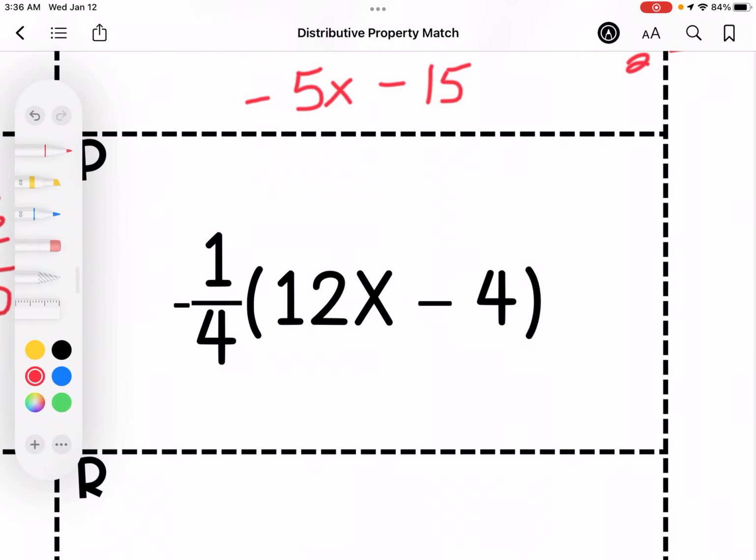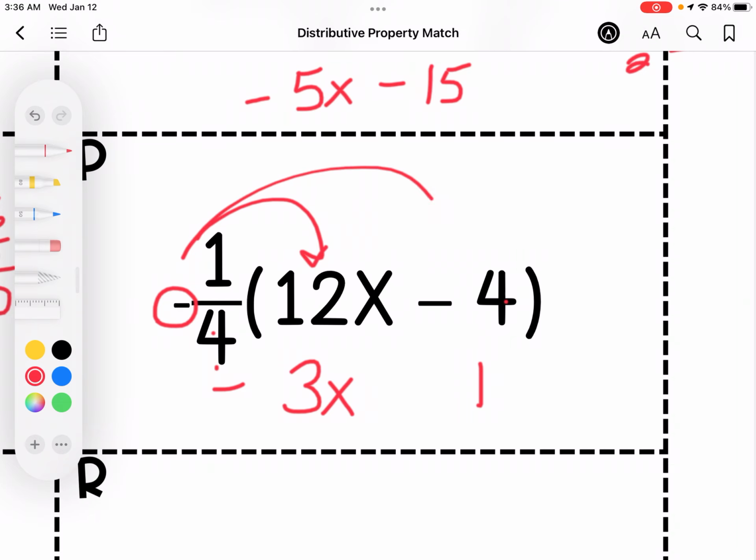All right, 12 divided by 4 is going to be 3. And a negative times a positive is going to be a negative. And then 4 divided by 4 is going to be 1. A negative times a negative is going to be a positive.